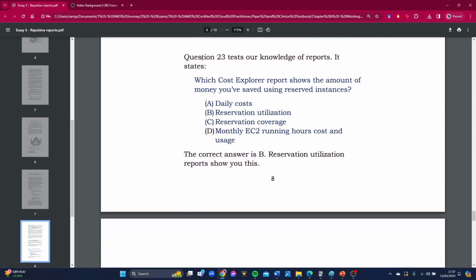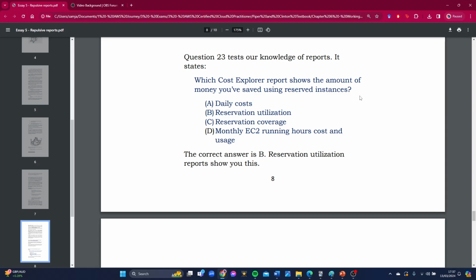Okay. And then question 23, there's a little end of chapter test. Tests our knowledge of reports. It says, which Cost Explorer report shows the amount of money you've saved using reserved instances? Is it daily costs? That's the name of a report. The reservation utilization report, the reservation coverage report, or the monthly EC2 running hours cost and usage report. And the correct answer is B.